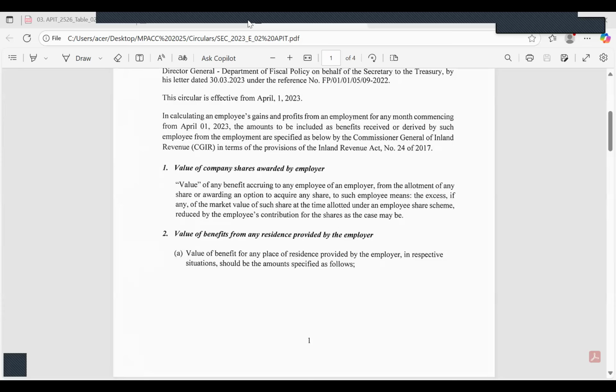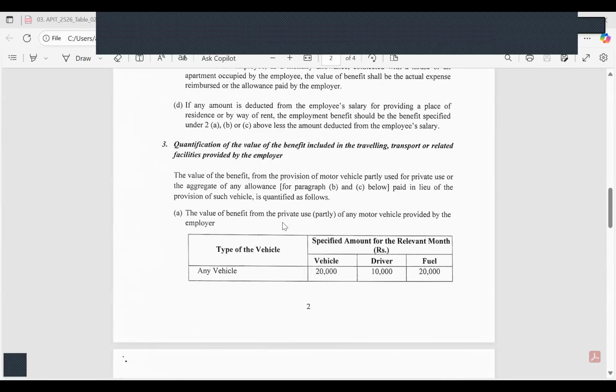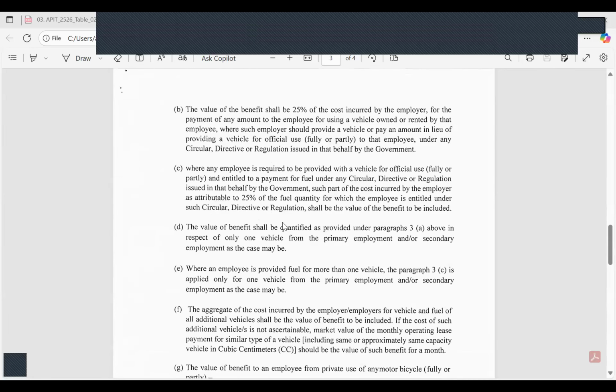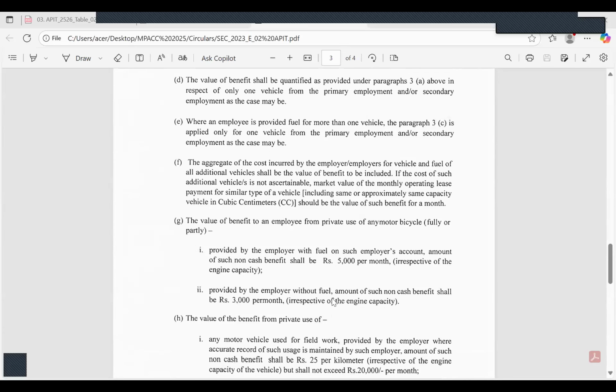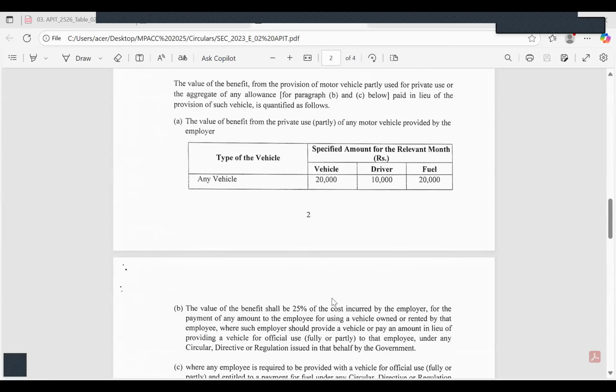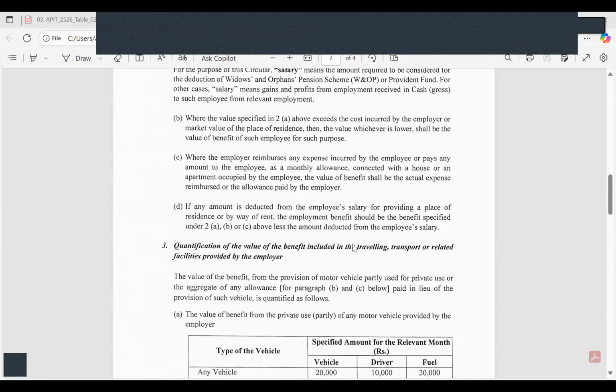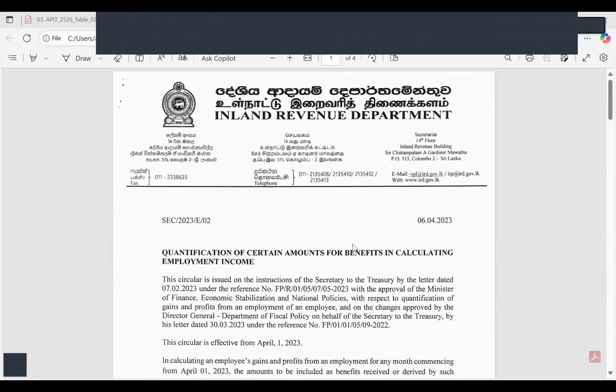Okay. So this is the non-cash benefit table. Actually, it is not non-cash, because we cannot call it non-cash, since cash benefits are also available in this document. So it is not non-cash, but a quantification of the amounts.